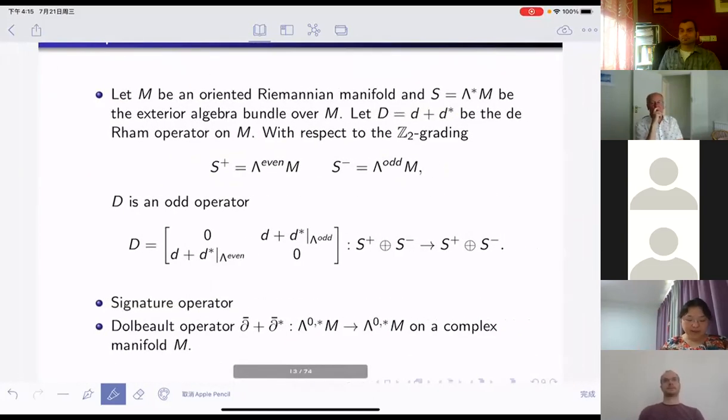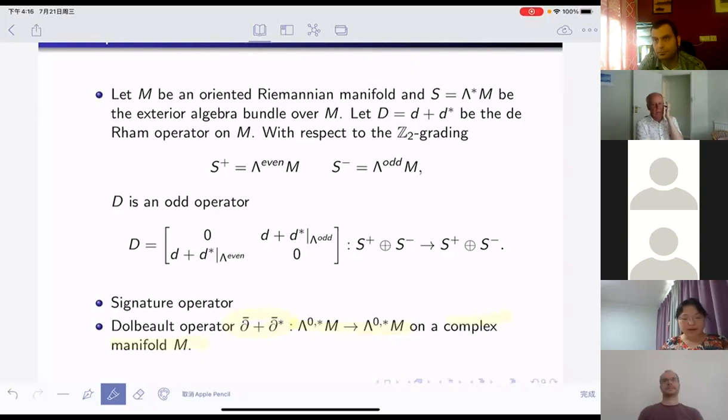And a last operator I'm going to mention is the Dolbeault operator. It is to consider a complex manifold and consider the holomorphic forms and the anti-holomorphic forms. And when only restricted to the anti-holomorphic forms, that is when you have (p,q) forms, when only considering the case where p is equal to 0, and consider this d-bar operator plus its adjoint, that is known as the Dolbeault, Cauchy-Riemann operator. That is also a case of Dirac type operator.